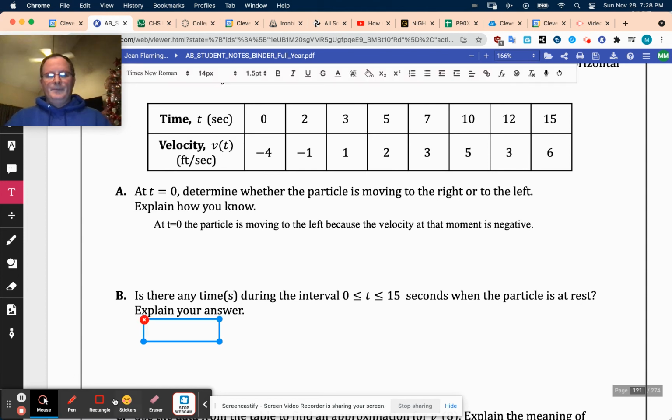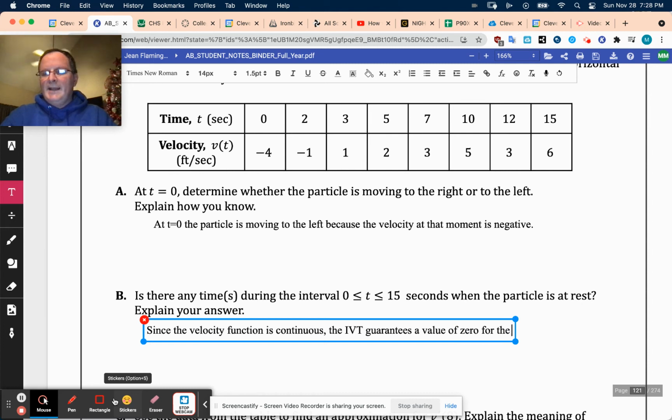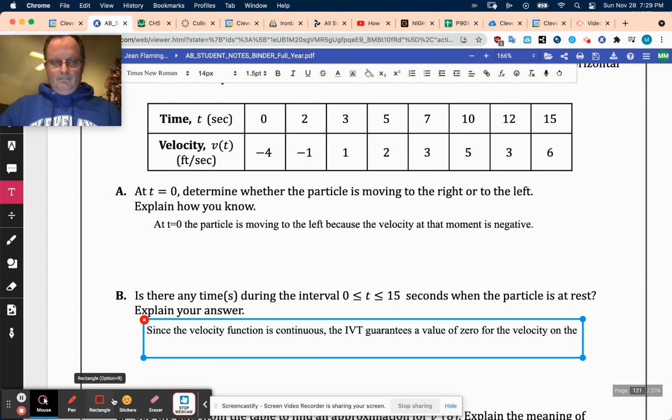So I would say, since the velocity function is continuous, the intermediate value theorem guarantees a value of 0 for the velocity on the open interval 2 to 3.